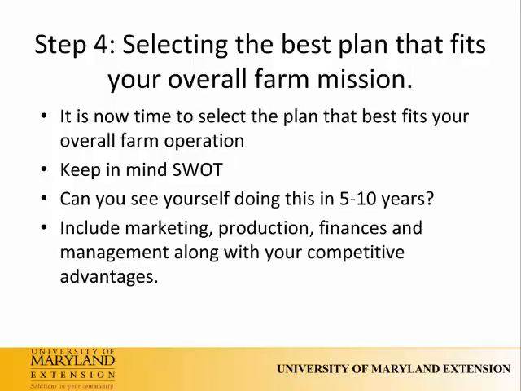At step 4, it's time to review the previous steps 1 to 3 and to start looking at a plan that best fits the overall farm business. Keep in mind the strengths and weaknesses, as well as opportunities and threats. Once again, you've got some other alternatives, and then you want to find the best strategy for you. And ask yourself, do you see yourself doing this in 5 to 10 years? Will you continue doing it? Can you see the business? The overall strategy is really derived from different marketing, production, financial, and management.